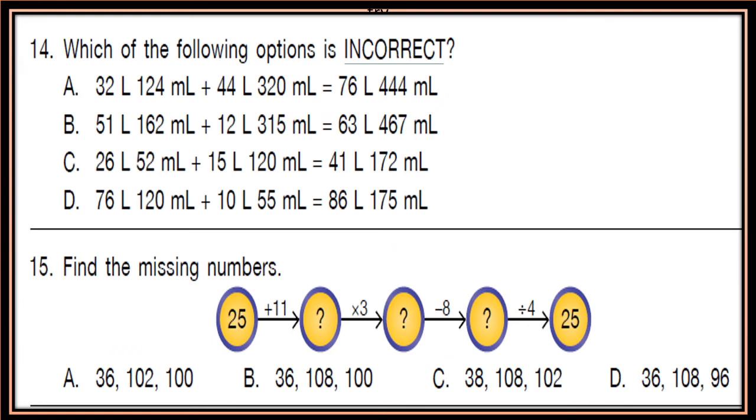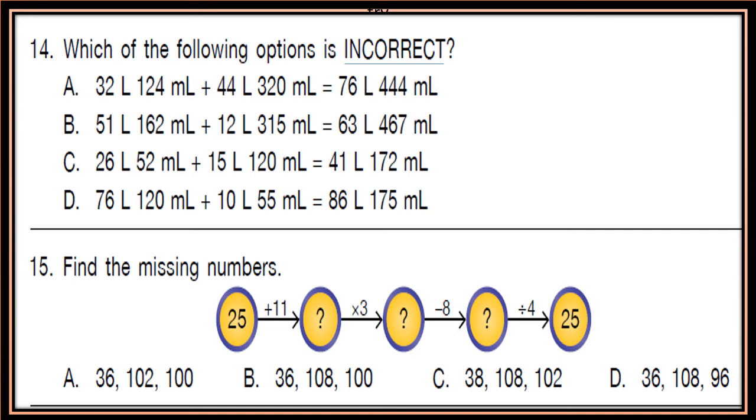Question 14. Which of the following options is incorrect? Now see the options A, B, C, D, solve the addition problem and check which option is incorrect. Question 15. Find the missing numbers. Now you have to find the missing numbers.